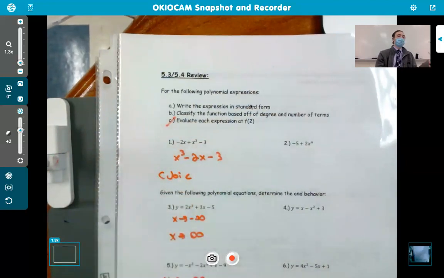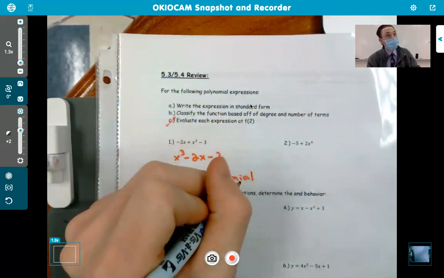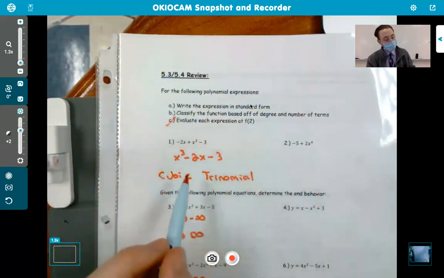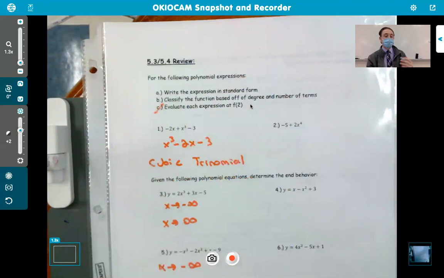And then I have 3 terms. If I have 3 terms, what's that word that I used to describe a polynomial of 3 terms? Good, trinomial. So a cubic trinomial, right? Just kind of getting into the habit of putting something into standard form and then understanding how we would classify that based off of the degree and number of terms. All right. You're going to do something very similar in number 2, just put it in standard form and then describe it using those specific words to categorize. All right. Any questions about number 1?